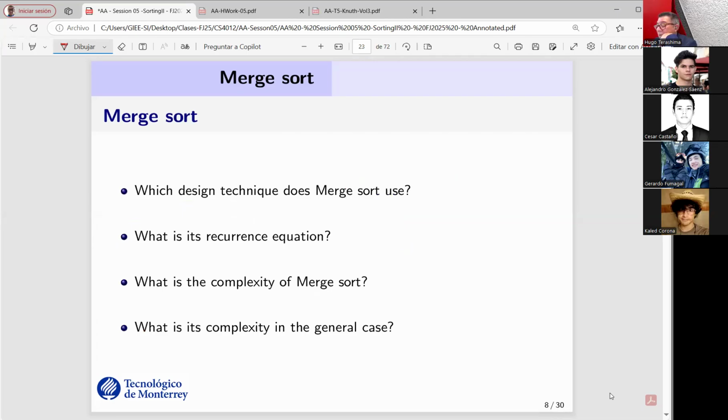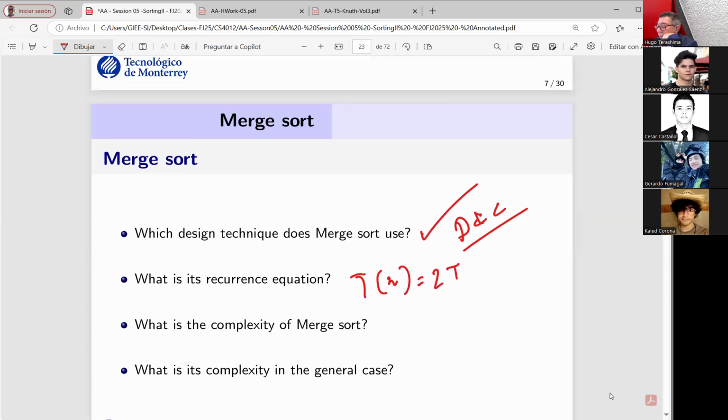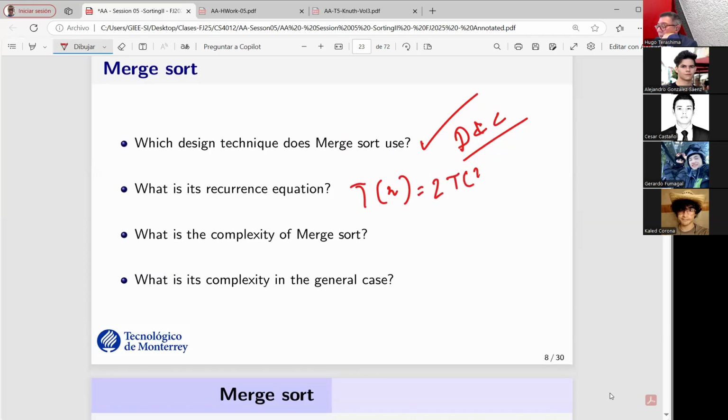And you already answered these questions. Which design technique does merge sort use? Divide and conquer. What is the recurrence equation? T of n is equal to 2T of n over 2 plus n minus 1. What is the complexity of the merge sort? We can say that n log n.